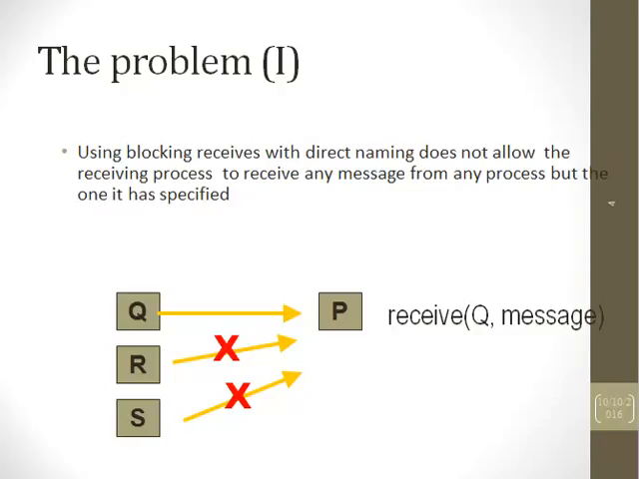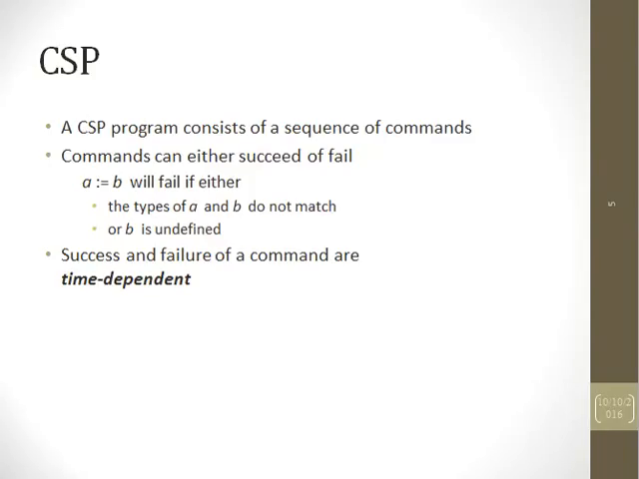What is the problem? For example, in receive q message, there are three processes q, r and s, trying to send a message to process p. But since the receive command has only process q mentioned with the message, p could receive only the message from q. r and s trying to send a message would fail. This is the main problem.